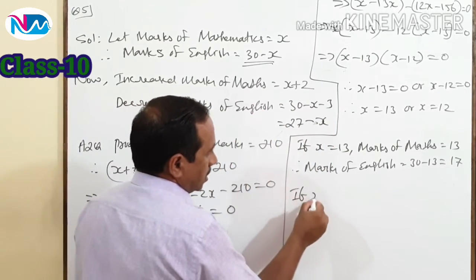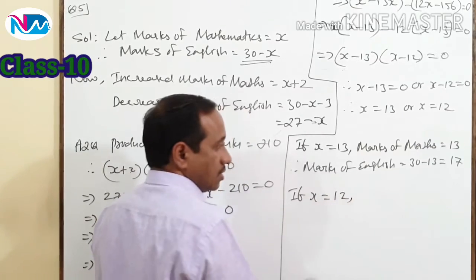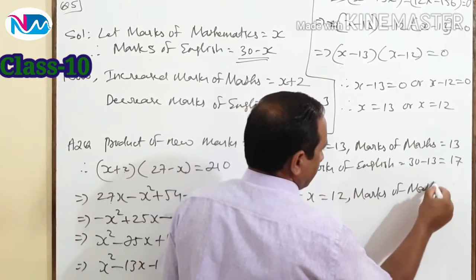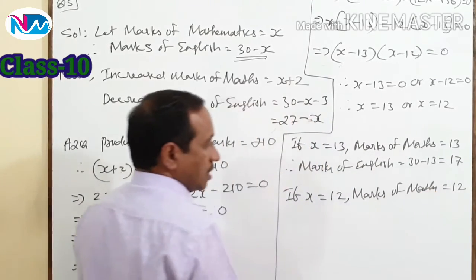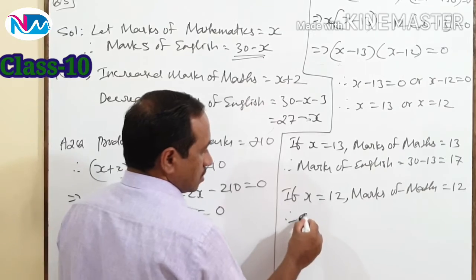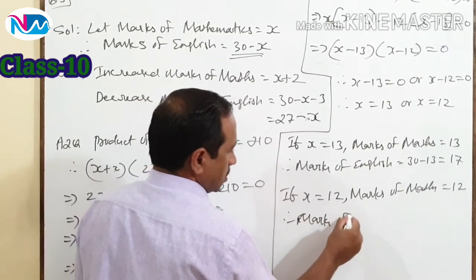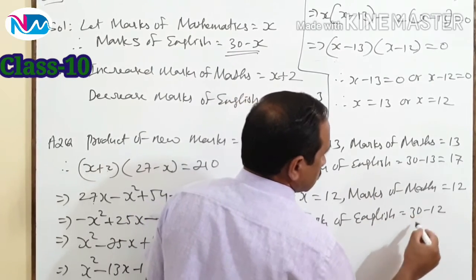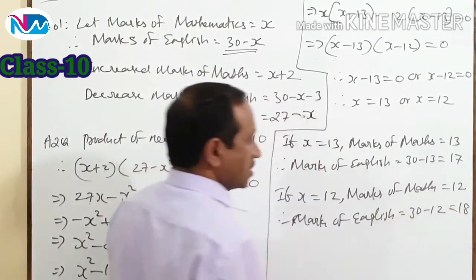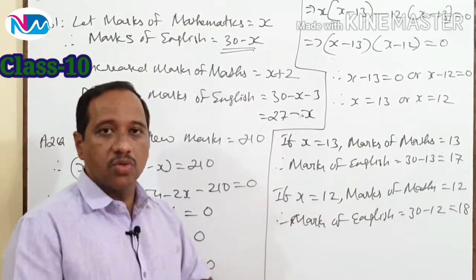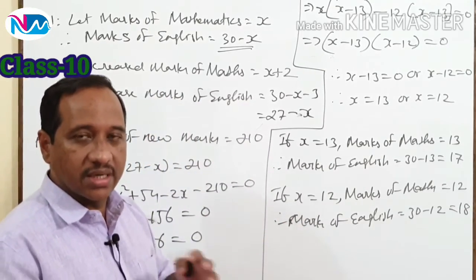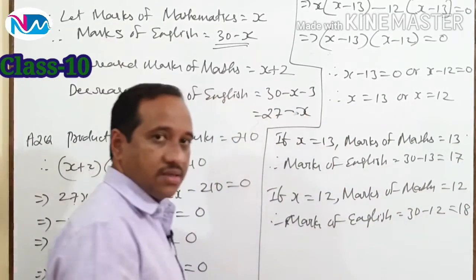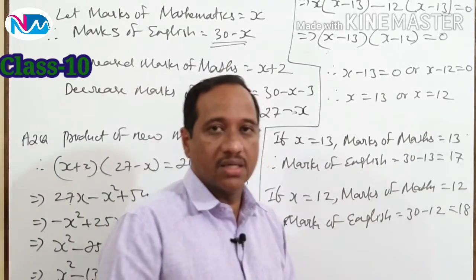If you take x is equal to 12, marks of maths will be 12, and therefore marks of English will be 30 minus 12, which is equal to 80. So here there can be two possible sets of marks for English and mathematics. The first set is 13 and 17. The second set is 12 and 18.